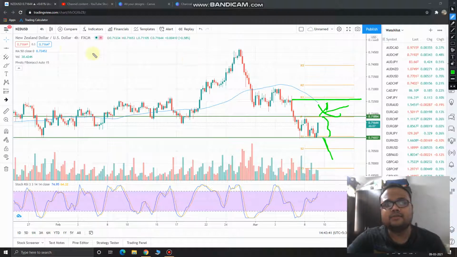So this is the simple analysis of New Zealand dollar, US dollar for 9th March 2021.